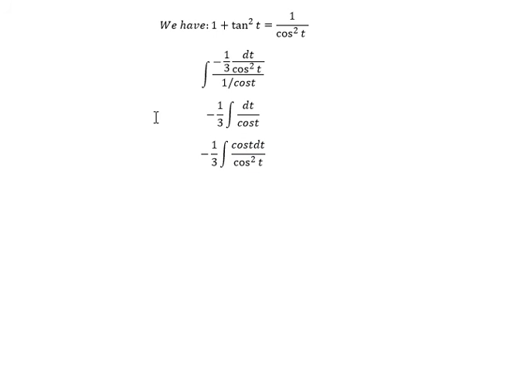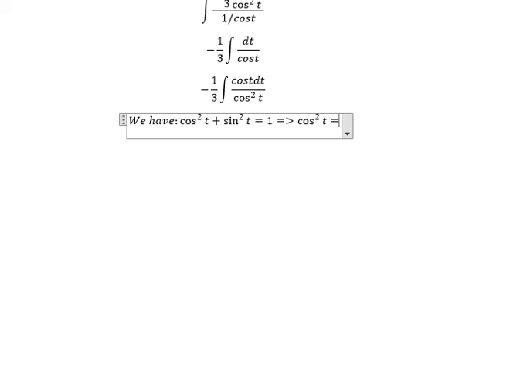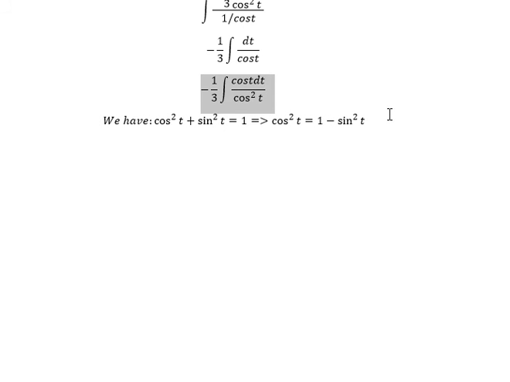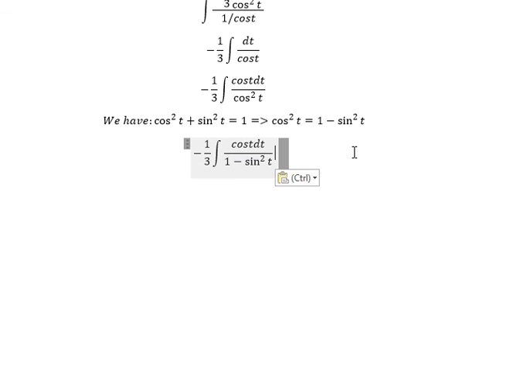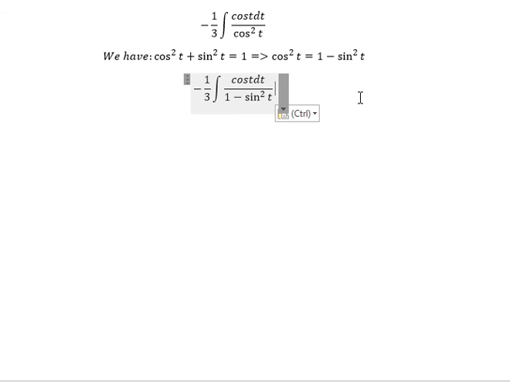Next, we have the formula cosine t square plus sine t square equals number 1. So we have cosine t square equals 1 minus sine t square. So we change cosine t square into 1 minus sine t square. Then we can use integration by substitution.